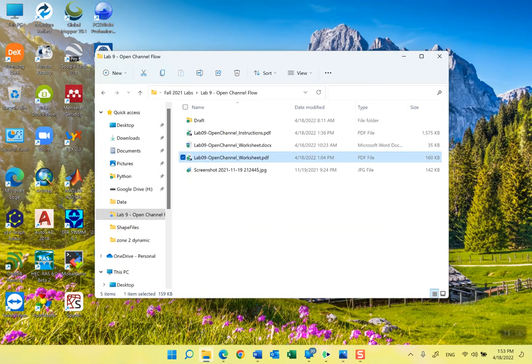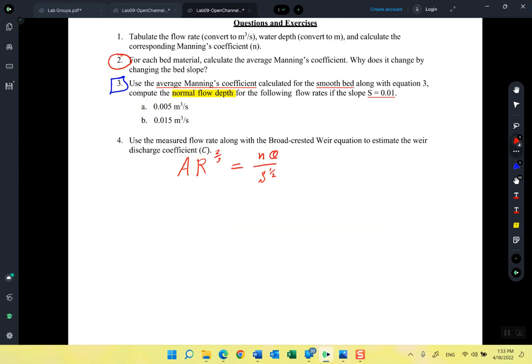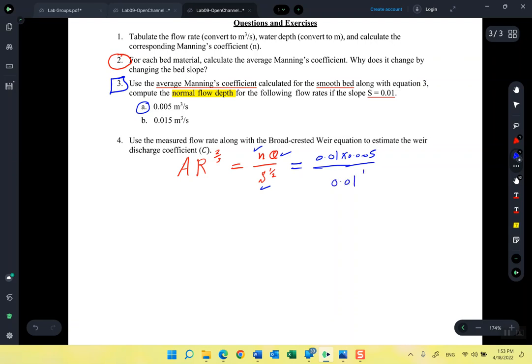Everything on the right hand side is already known. Why? Because we already know the Manning coefficient. We calculated this. The Q for the first example, or the first question, is 0.005. S is already given as 0.001. So I can simply calculate this term. Can you do this for me, please, and tell me the answer? If you have a calculator.